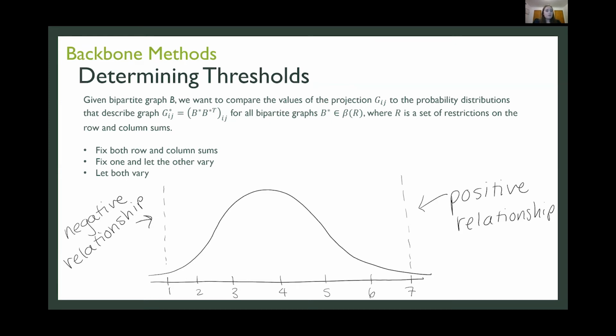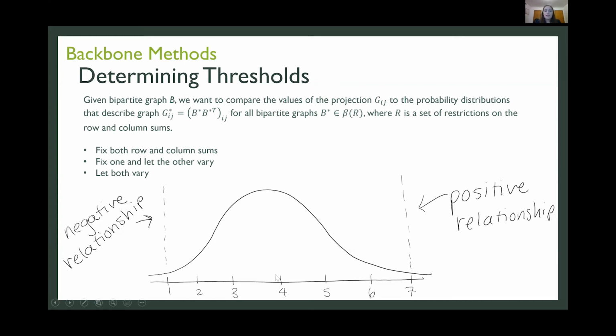Or maybe we only fix the row sums to be equal to our original graph B, but we let the column sums vary. Or maybe we let them both vary. When we do this and we look at all those possible bipartite graphs in our set of restrictions, what we end up getting is sort of a distribution that looks like this.